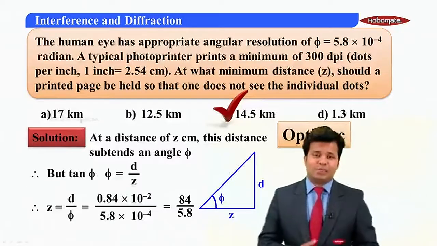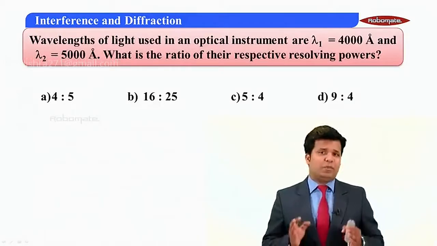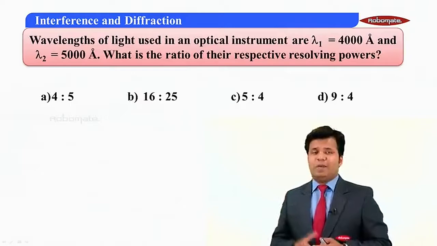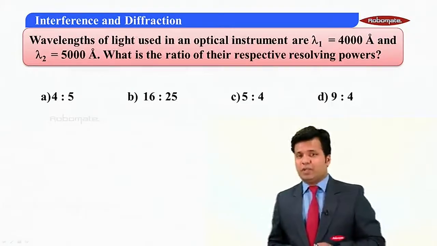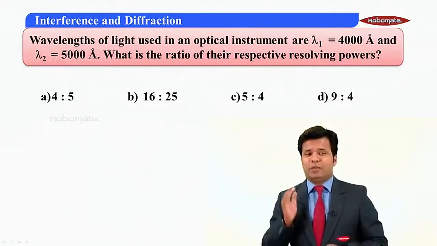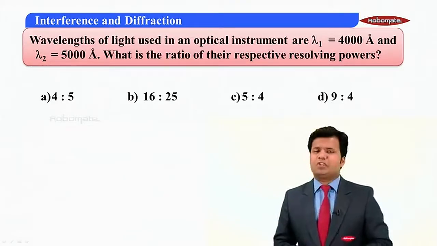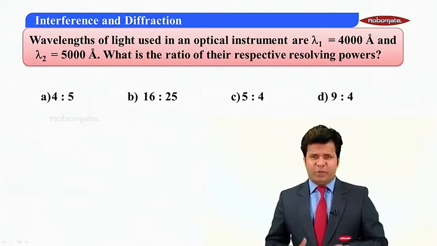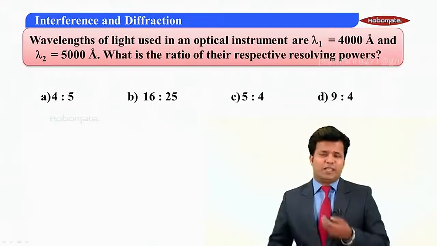Let's move to the next question. Wavelengths of light used in an optical instrument are lambda 1 equals 4000 angstrom and lambda 2 equals 5000 angstrom. What is the ratio of their respective resolving powers? Pretty simple, right? The options are given in ratio format. We just need to find the ratio of the resolving power of the first to the other.